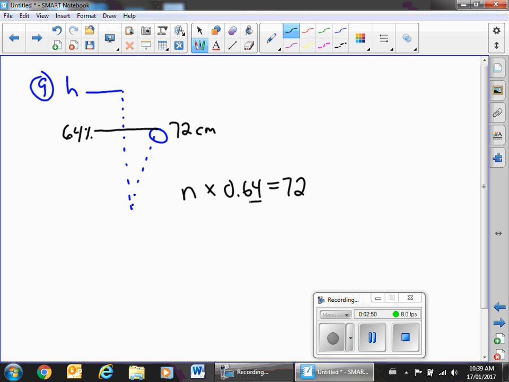It's just an algebra equation now. We have to get n by itself, so we divide both sides by 0.64, and we find out that our original height is 112.5. So 112.5 centimeters would be our original height.